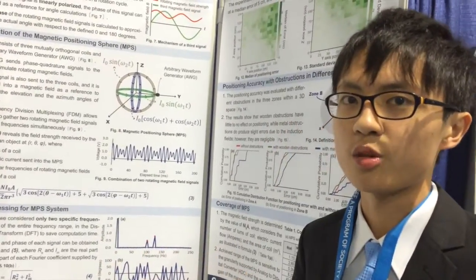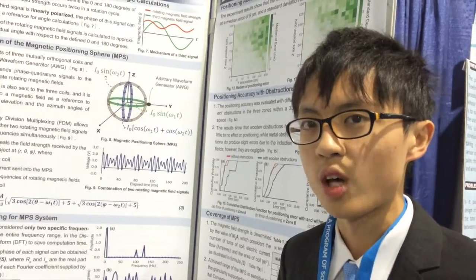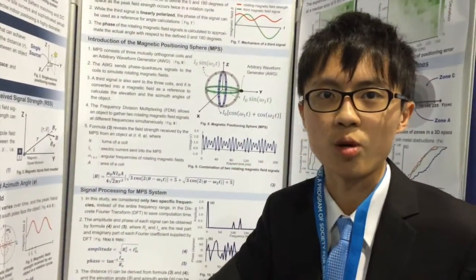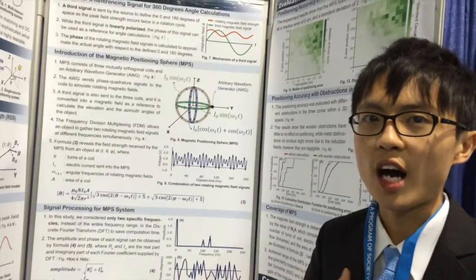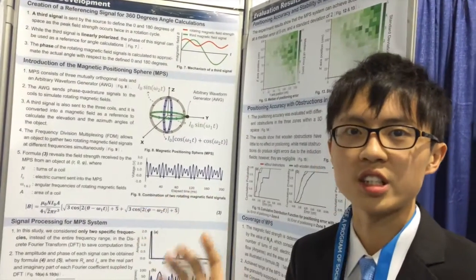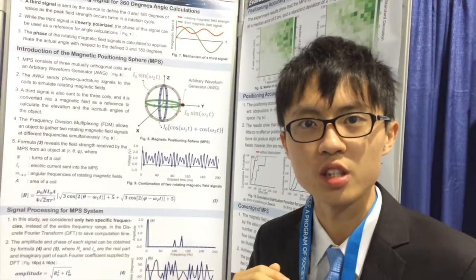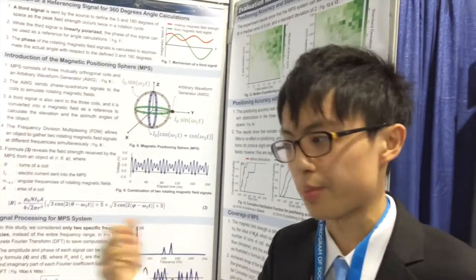By using the characteristic of a rotating magnetic field, the peak value of signals that is captured at different angles occurs at different times. So I can use the phase difference of the signal to calculate the actual rotation angle between two objects. Yeah, that's my concept.